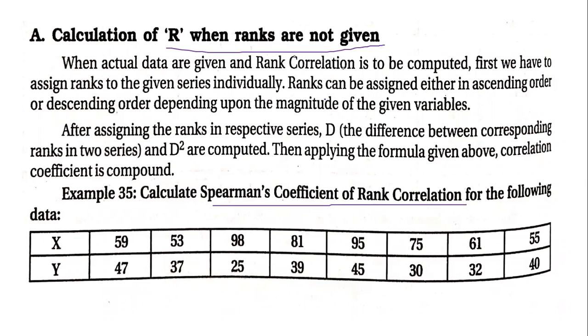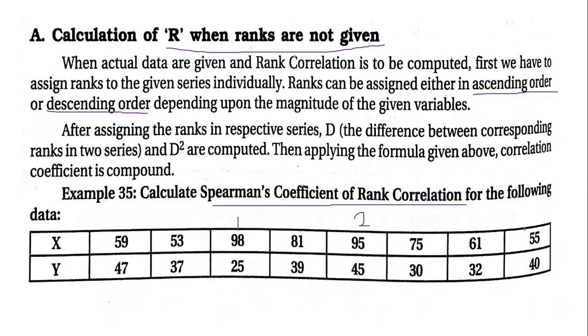So how do we do that? Ranks can be assigned either in ascending order or descending order, depending upon the magnitude of the given variables. Do not rearrange the data, you just have to rank the data however it is given. Suppose we are doing it in descending order, which means we start from the highest number, which is 98. So 98 will be 1, 95 will be 2.